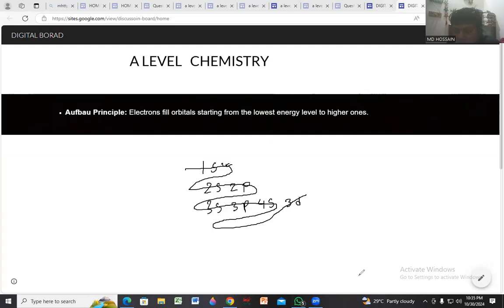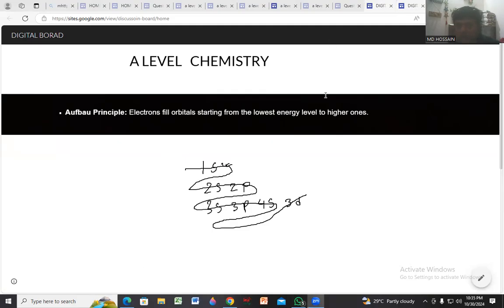So the Aufbau principle is telling you that you cannot distribute electrons directly to the 2s orbital, right? Why? Because the Aufbau principle is telling you that electrons will enter from the lowest energy level to the higher energy level. So I hope you have understood this principle. Then we are going to the next one.